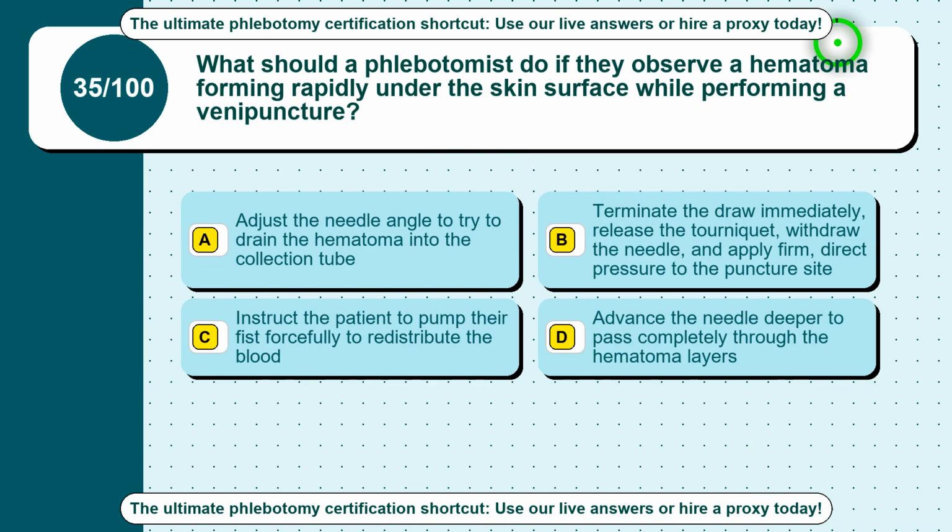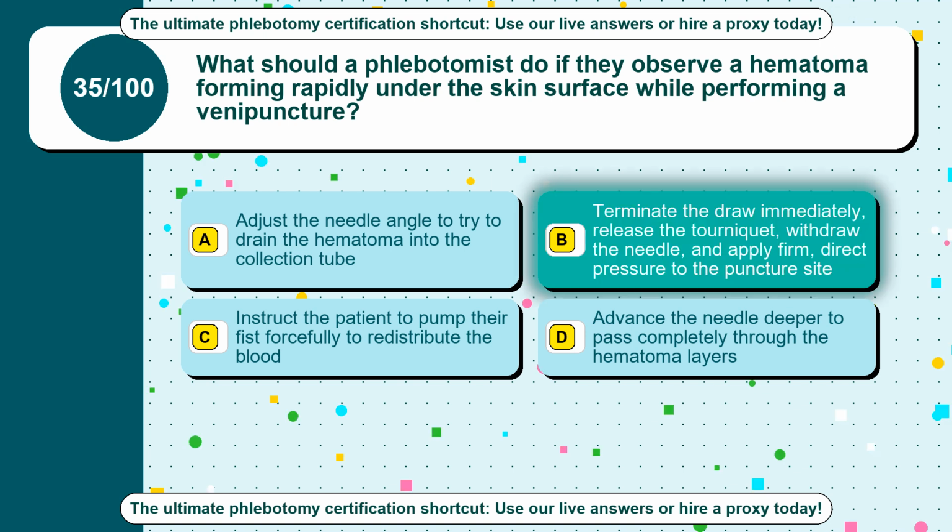Question 35. What should a phlebotomist do if they observe a hematoma forming rapidly under the skin surface while performing a venipuncture? Option A, adjust the needle angle to try to drain the hematoma into the collection tube. Option B, terminate the draw immediately, release the tourniquet, withdraw the needle, and apply firm, direct pressure to the puncture site. Option C, instruct the patient to pump their fist forcefully to redistribute the blood. Option D, advance the needle deeper to pass completely through the hematoma layers.